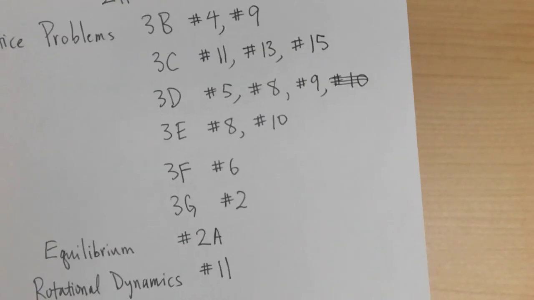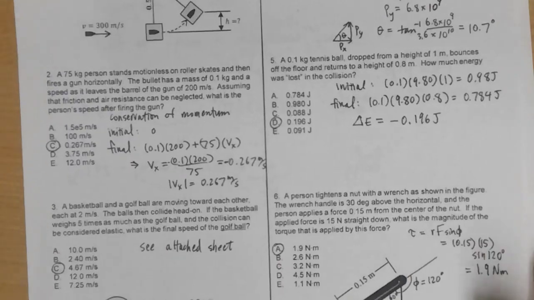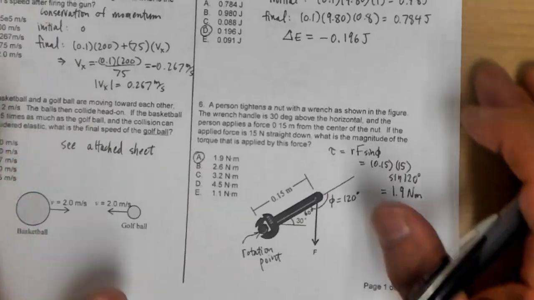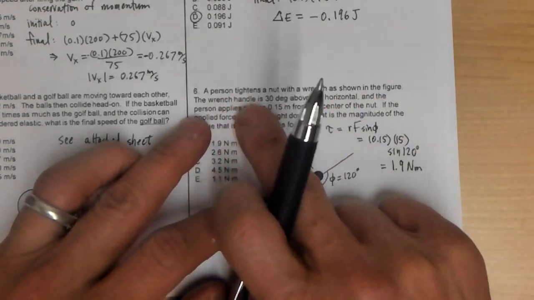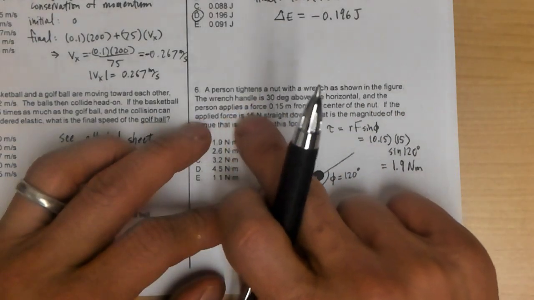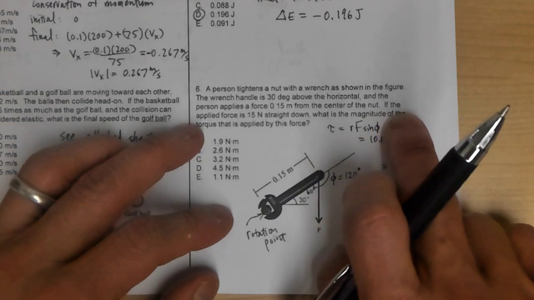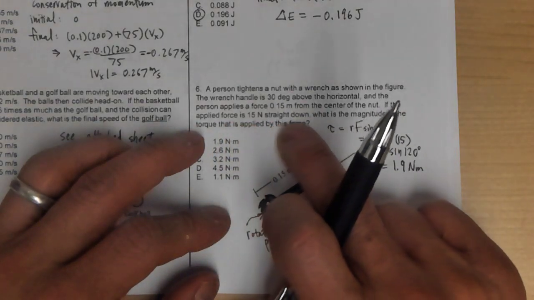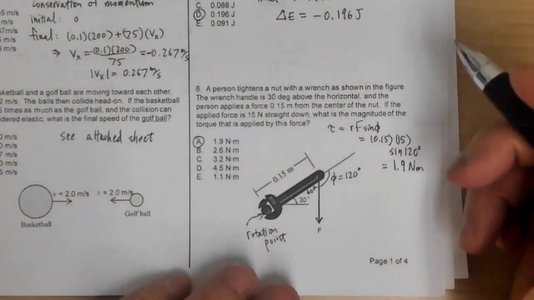Let's go on. Next problem is 3F number 6. Okay. So now a person tightens a nut with a wrench as shown in the figure. The wrench handle is 30 degrees above the horizontal, and the person applies a force 0.5 meters from the center of the nut. If the applied force is 15 newtons straight down, what is the magnitude of the torque that is applied by this force?